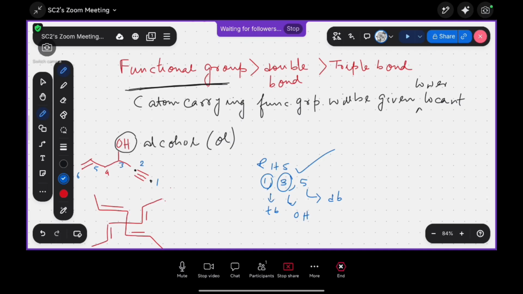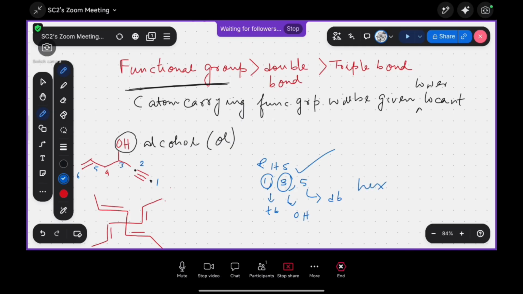Side chain. First we write the side chain. According to the side chain, there is no side chain here. After the side chain, we move to the cyclic part. There is no cyclic ring here. Cyclic ring and side chain both are absent. So let's directly move to the word root. We are having 6 carbon atoms here. So that means hex. This is hex.